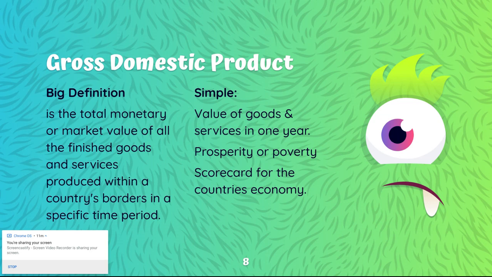If the country is producing well, it's going to be the determination between prosperity or poverty. If it's a high GDP, you can expect prosperity. If it's a lower GDP, you could expect poverty to be there. So the GDP basically is a scorecard for the country's economy.